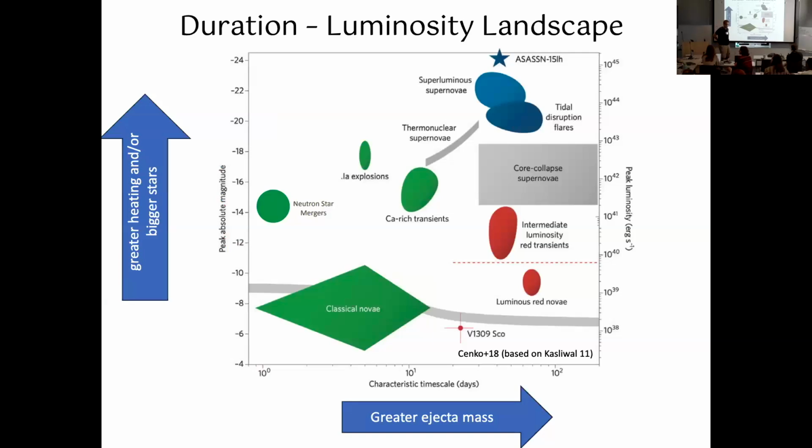What are the progenitors of the magnetar-powered superluminous supernovae? Do you need something with a small envelope, something rapidly spinning, something also highly magnetized? Why would they have all these properties? Because you end up with a spinning magnetar at the center.